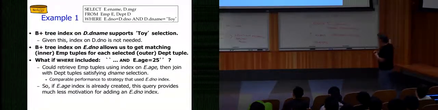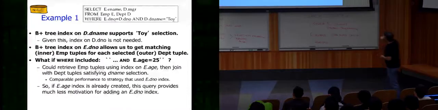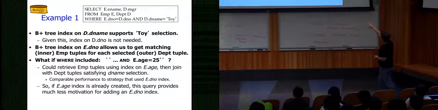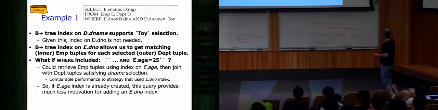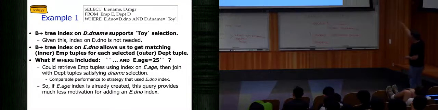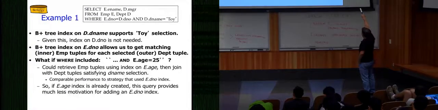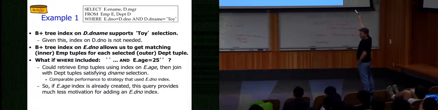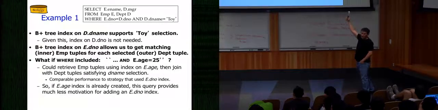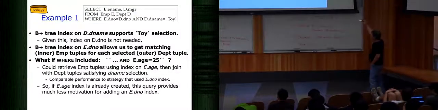Now, if the where clause also included and e.age equals 25, think about this one now. You could retrieve the emp tuples using that index, and then you could choose a join with the toy department dept tuples, and there's going to be very few emps and very few depts. And so any join will do, and you don't really need an index for the join at all. Okay? So in that case, that might be just as good as building the e.dno index, would be to just index on age if there was this age predicate.